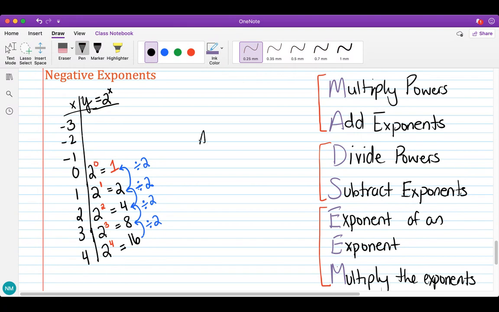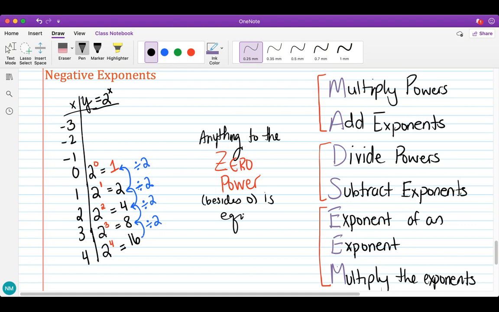And this is true. Anything to the 0 power is equal to 1. I'm going to say besides 0. So x to the 0 power is equal to 1. Anything to the 0 power except for 0. So 0 to the 0 power is undefined. But anything else besides 0, so if I have 6 to the 0 power, it's going to equal 1. If I have 25 to the 0 power, if I have -6 to the 0 power, it's all equal to 1.